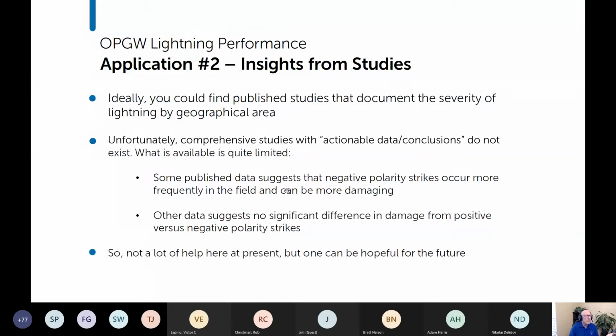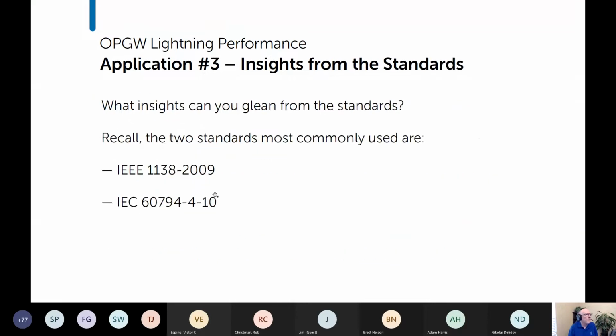And what you find actually is contradictory. Some published data suggests that negative polarity strikes are more frequent in the field and that they're more damaging. But other data suggests there's no difference in damage between positive polarity versus negative polarity strikes. So unfortunately, you don't find a lot of help from studies at this point, but of course we can be hopeful that in the future there will be more data available. More data and more useful data, I should say.